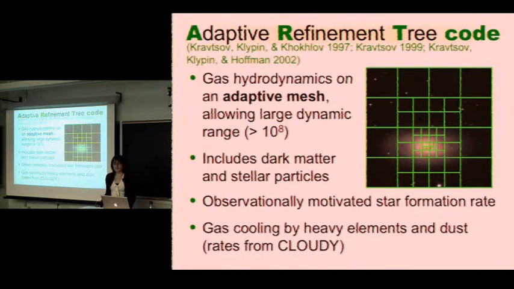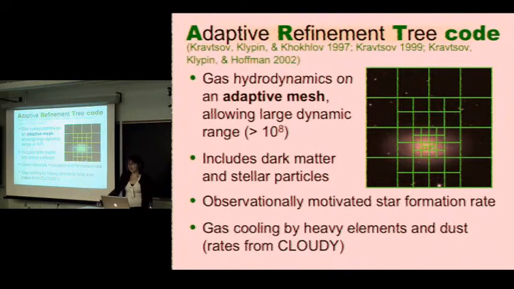So specifically the code that we use, the ART code, calculates the gas hydrodynamics on an adaptive mesh like this one, which allows a large dynamic range. So going from sort of supergalactic scales all the way down to the edge of a supermassive black hole accretion disk covers a dynamic range of 10 to the 8.